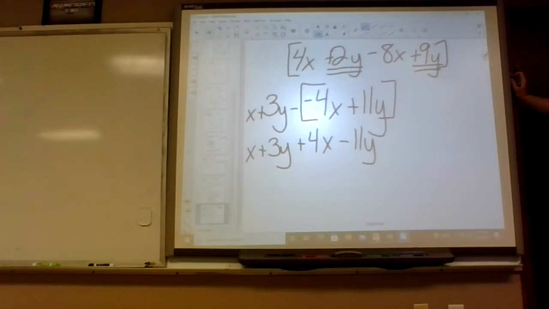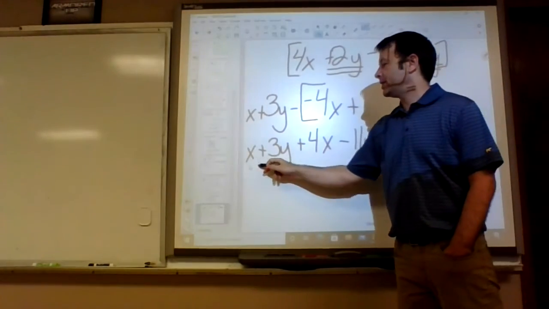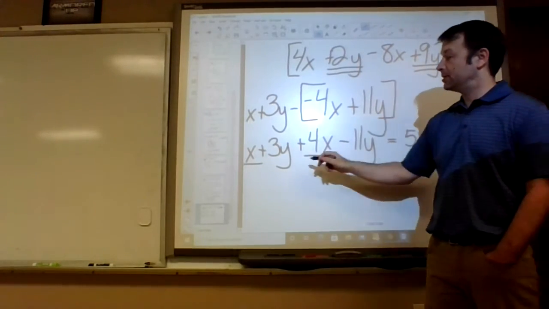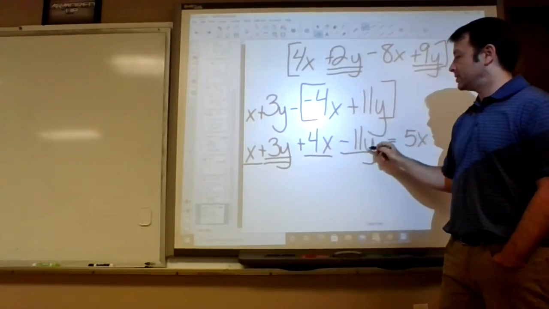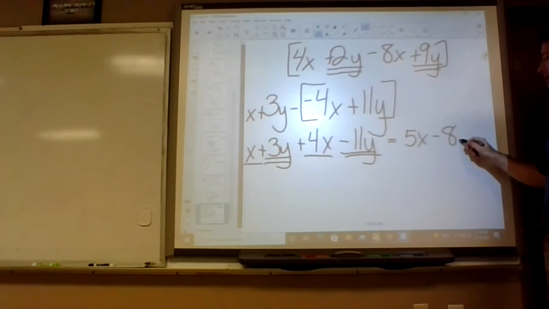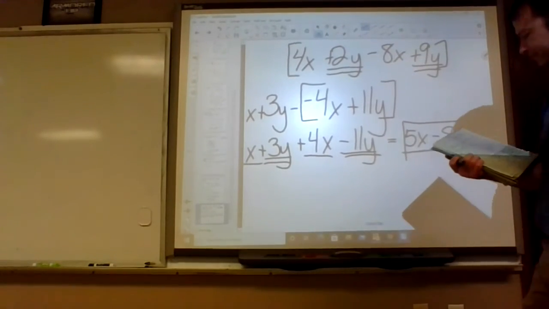Almost there, so close. 1x plus 4x is 5x, and plus 3y minus 11y is negative 8y. No, look at this. All right. Whew, that one took a while.